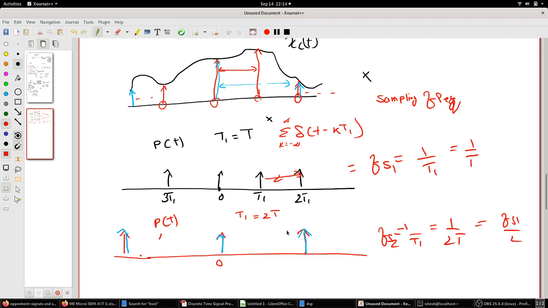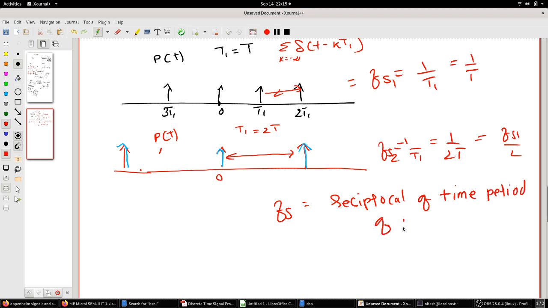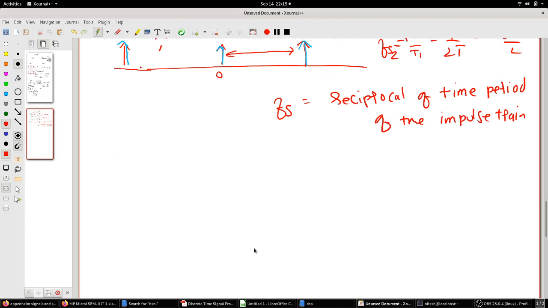So this is your sampling frequency, which is the reciprocal of the time period of the impulse train. This is a periodic signal, so this is the time period. fs is the sampling frequency.